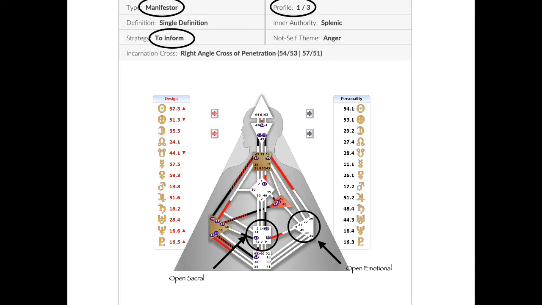We'll talk about the splenic authority in just a minute, but let's talk about the fact that his strategy is to figure out what he wants to do in his life, what he wants to initiate. And once he decides where he wants to go, what he wants to initiate, it's all about informing the people that are important to him of his intention or what he wants to do. So, for instance, if he wanted to move to North America, and he had a guru that he used to work with, he would inform his guru, I'm going to move to North America. He's not asking the guru if he could move to North America.